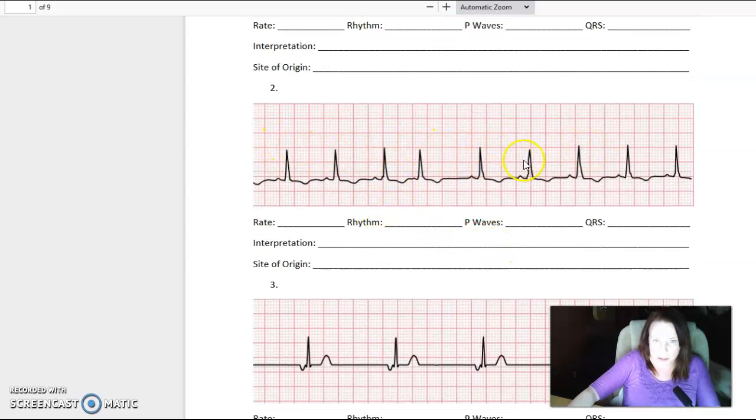And here, this is the second one. So we have 1, 2, 3, 4, 5, 6, 7, 8, 9. So that is 90 beats per minute. And you can see pretty clearly here, with just your naked eye without zooming in, that this is wider, this is a bit wider, this is a bit closer. So the rhythm for this strip here would be irregular.